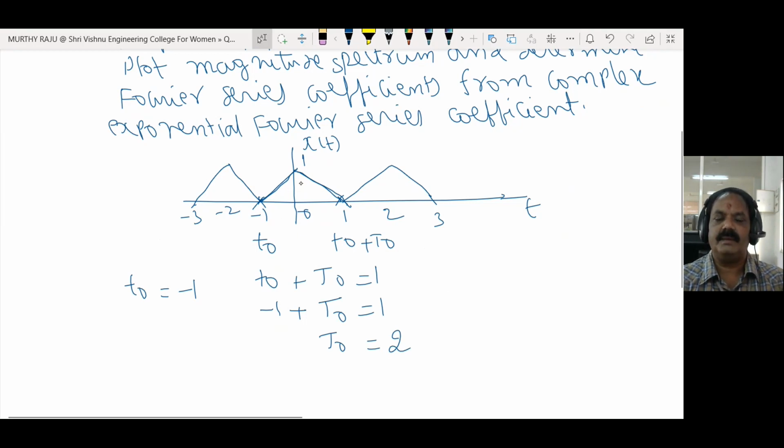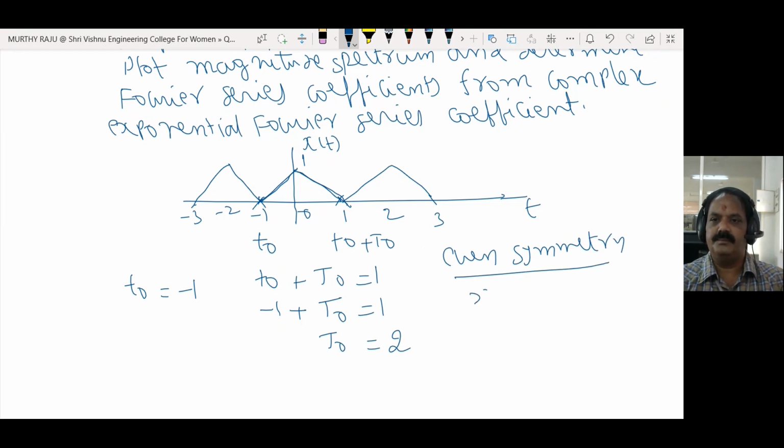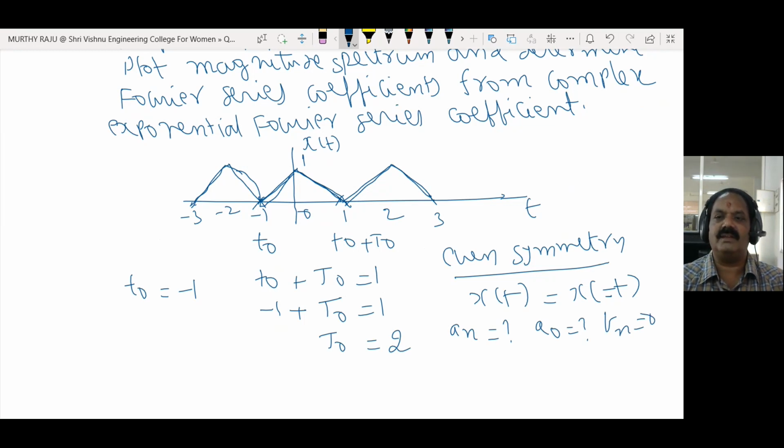Here, this one is even symmetry. Even symmetry means x of t is x of minus t. Both are the same. This one is the positive time values, this one is the negative time values. Therefore, an value is to be determined, a naught value is also to be determined, and bn is equal to 0. This one is an even symmetry waveform.